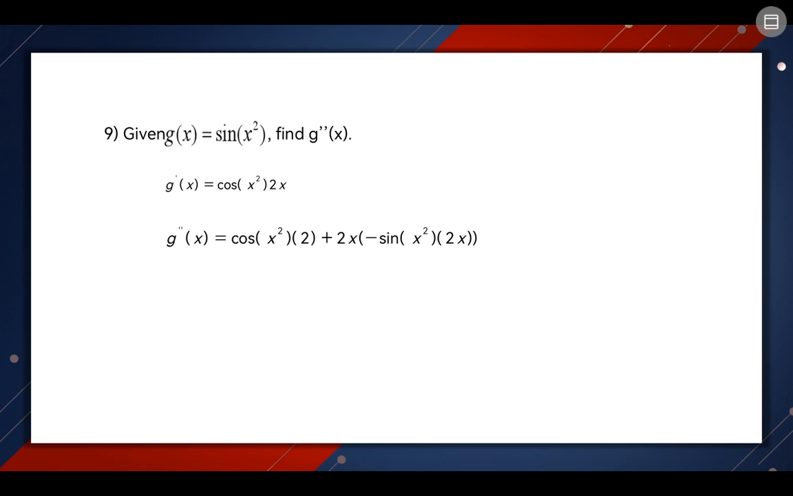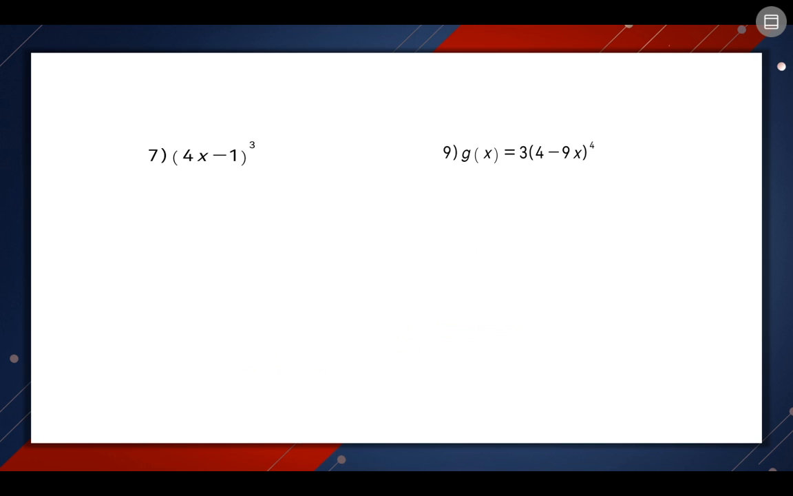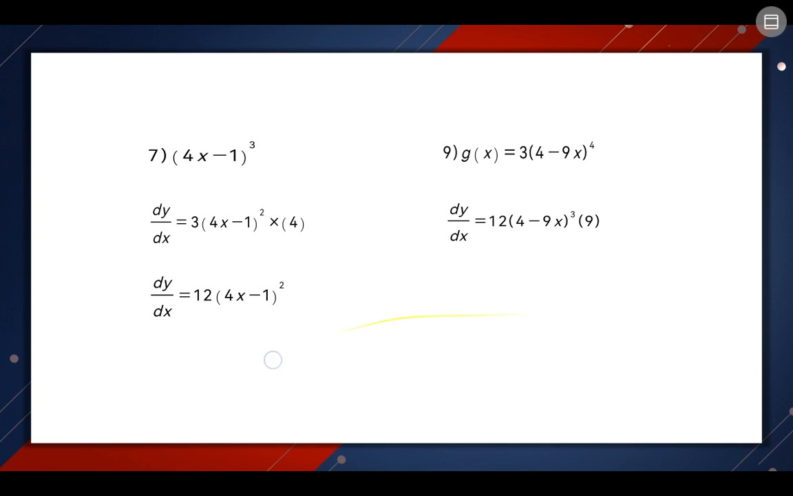And for the 9th question, we need to find the first derivative as cosine x multiplied by 2x. And then to find the result is about the second derivative of g(x), and then to get the result. And then we can see the second classwork question is also the same as the last classwork. I hope the students can use the chain rule to solve this question.